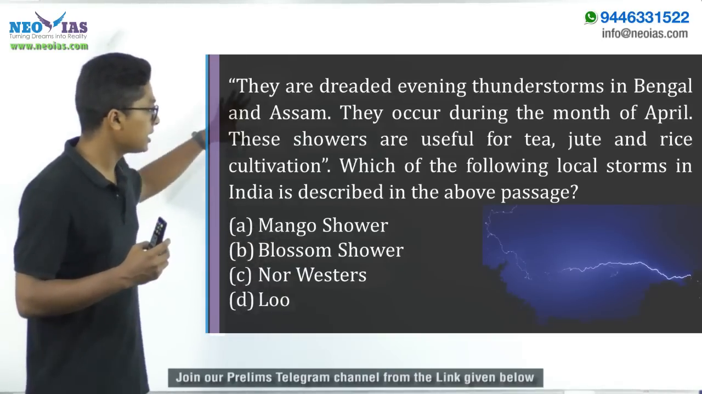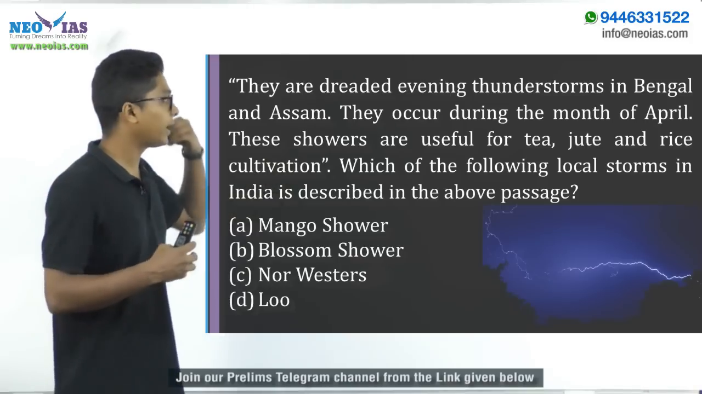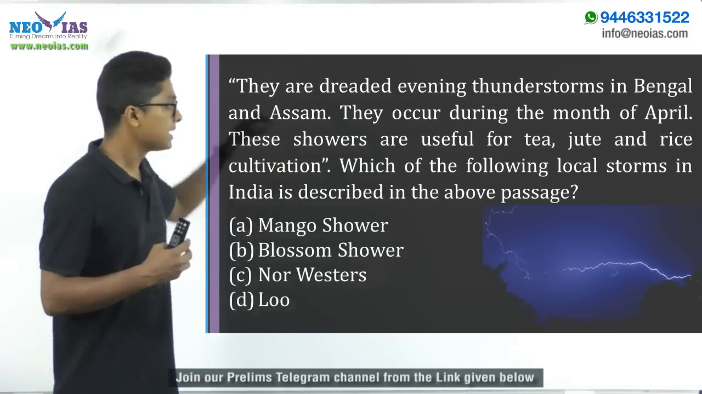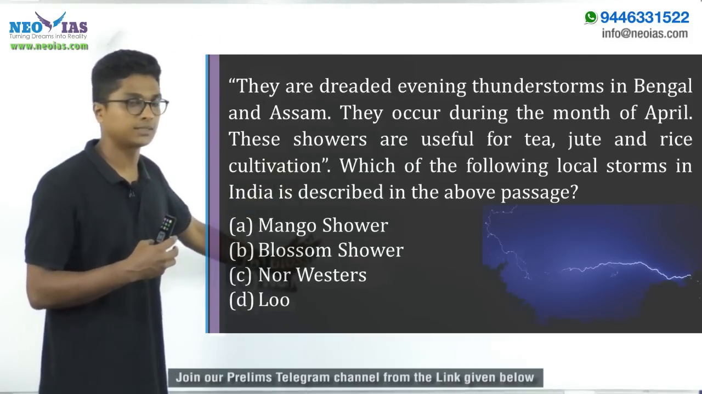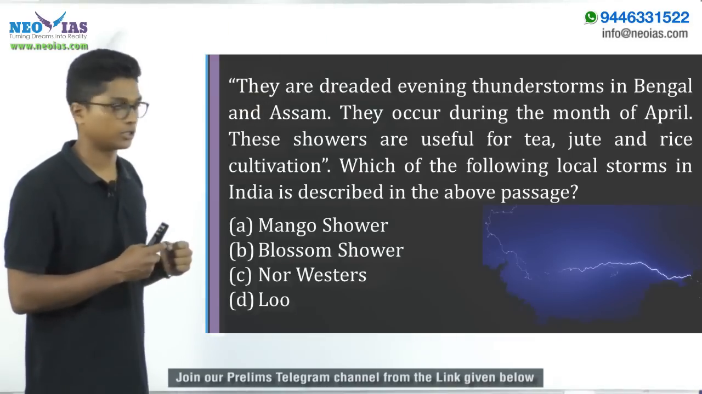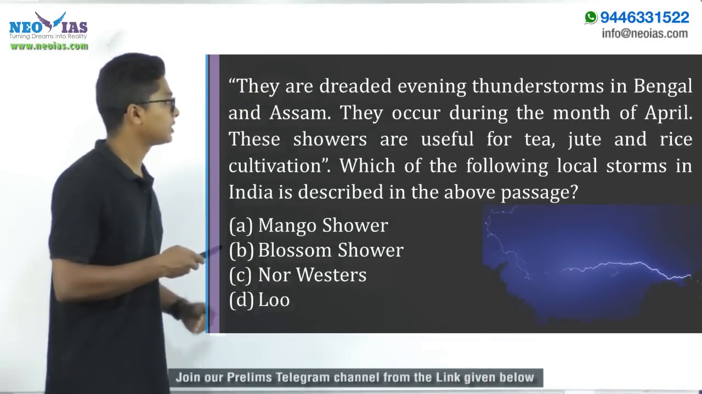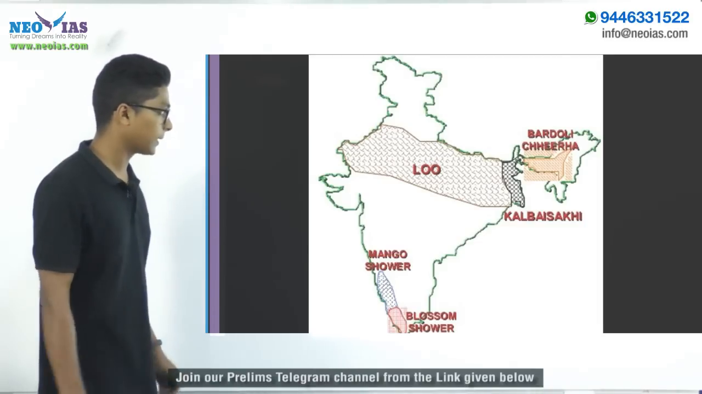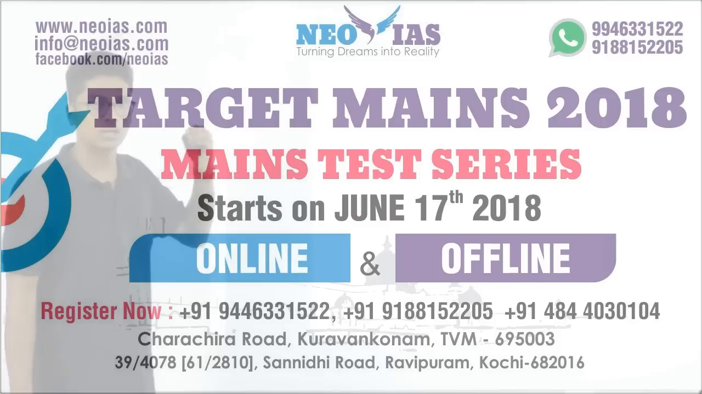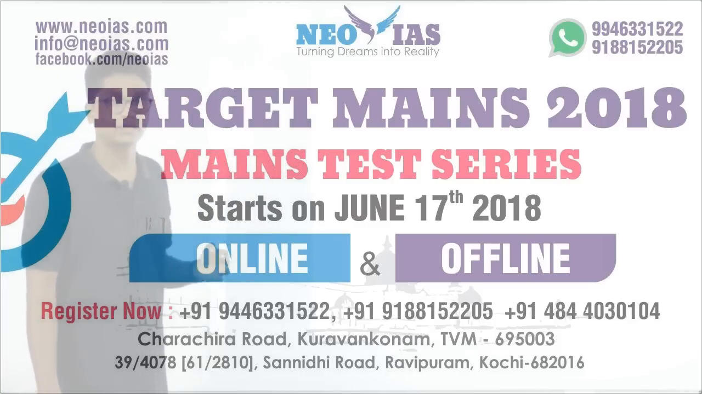So in this question, a passage is given here and we have been asked to identify which of these local storms is described in this passage, right? Let's take a look at each of these local storms which influence India, right? So let's start with the local wind, or local storm, called Loo.